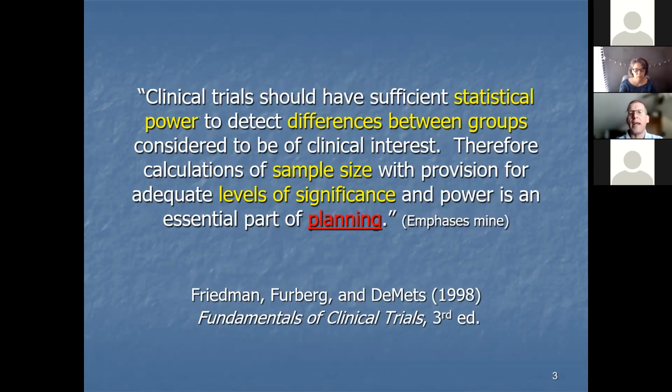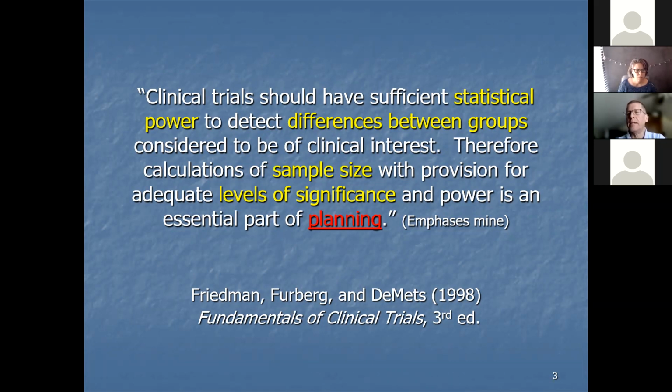So here is a quote from a text on clinical trials. I do want to note that power is not limited to clinical trials, so I don't want to give that impression that it's not relevant in other types of study designs. But this particular quote comes from a clinical trials context, and it says that these trials should have sufficient statistical power to detect differences between groups considered to be of clinical interest. Therefore, calculations of sample size with provision for adequate levels of significance and power is an essential part of planning.